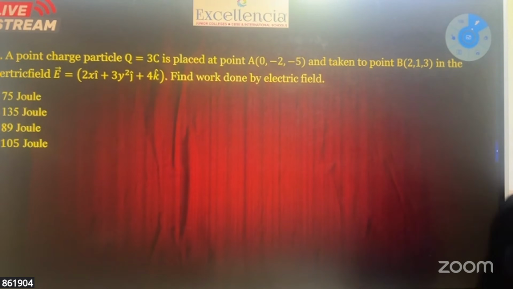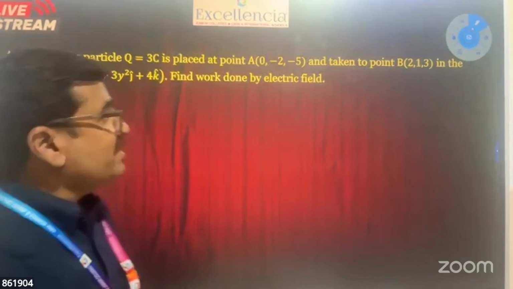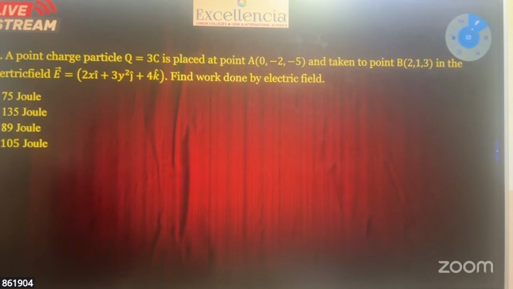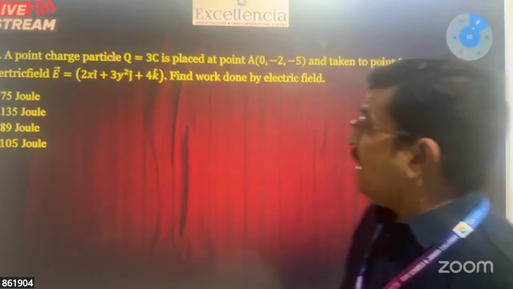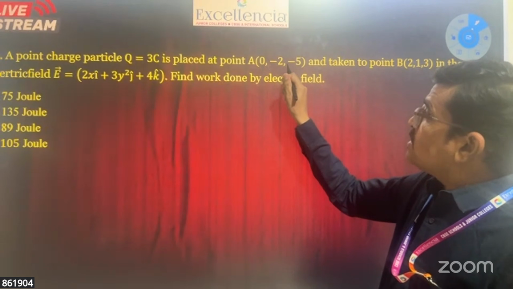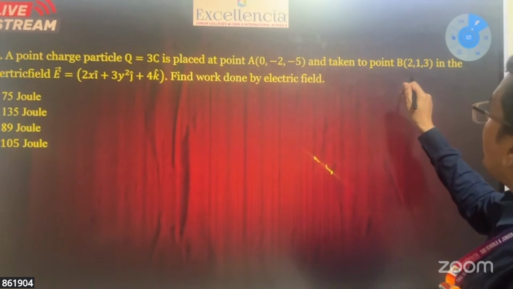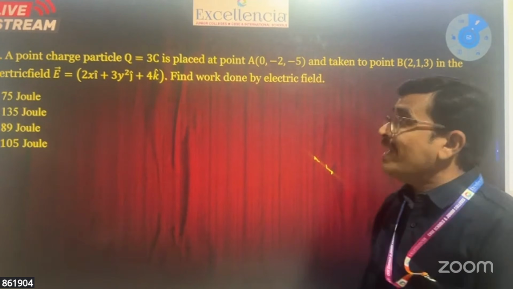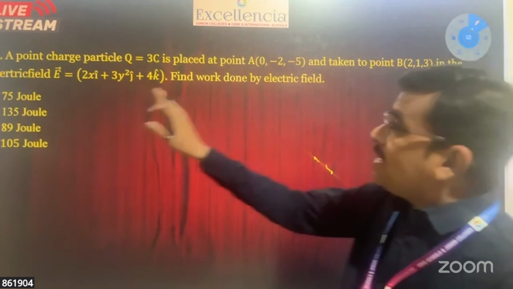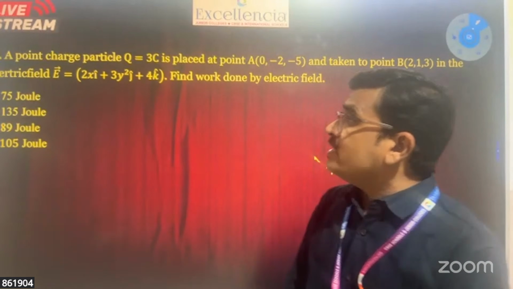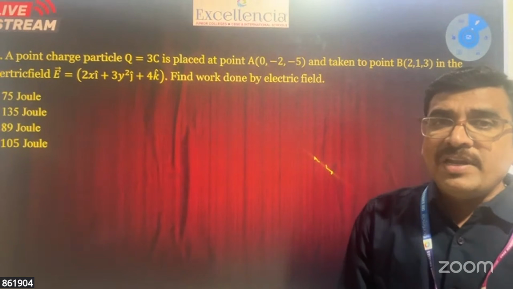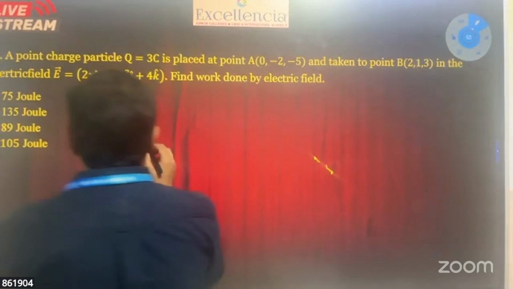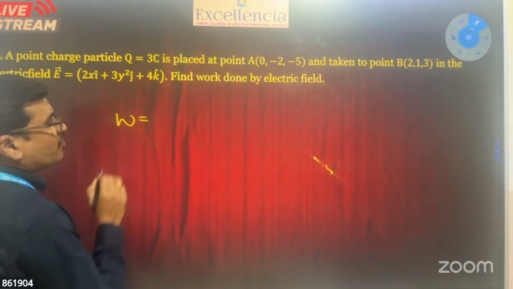So again from electrostatics, a question: a point charge Q is given as 3 coulombs, and it is placed at a point A (0, -2, -5), and it is taken to another point B (2, 1, 3). In the electric field E bar = 2x i cap plus 3y square j cap plus 4 k cap, find the work done by the electric field. So directly we can take work done is equal to force into displacement.